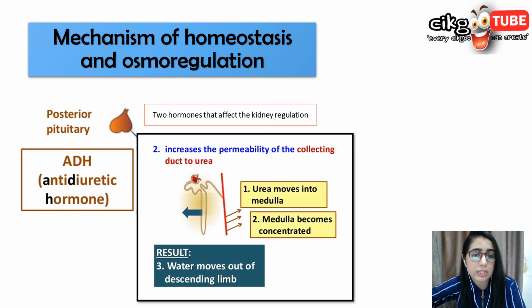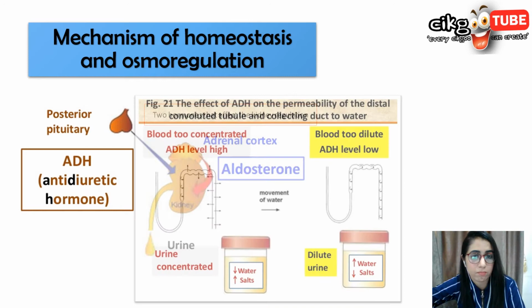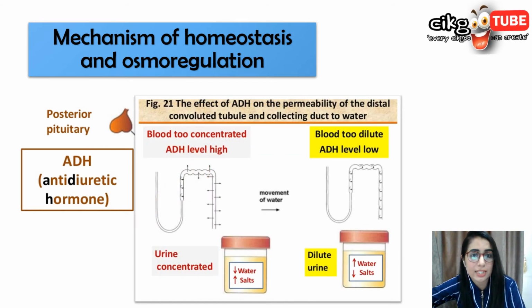Okay, so it also increases the permeability of the collecting duct. So urea will move into the medulla and the medulla becomes concentrated. As a result, water moves out of the descending limb. So ADH is released when osmoreceptors detect a low level of water in the blood. Okay, so the effect is that if blood is too concentrated, ADH level is high; if blood is too dilute, ADH level is low.